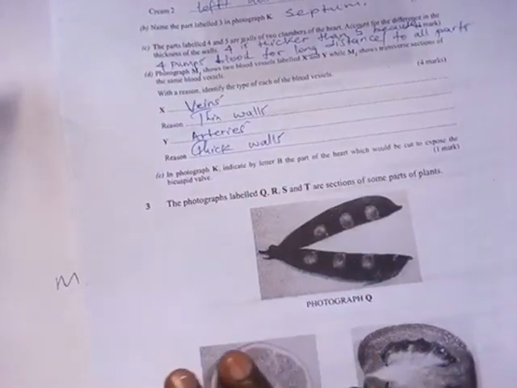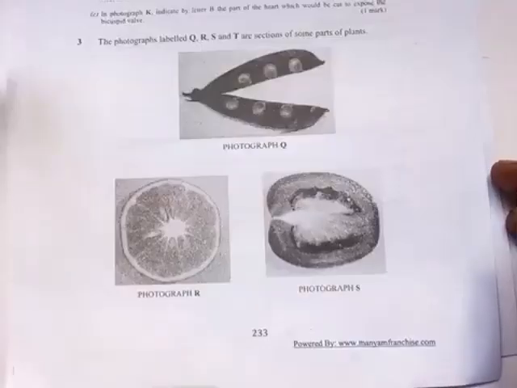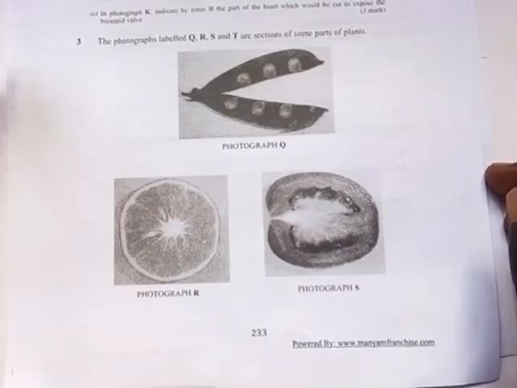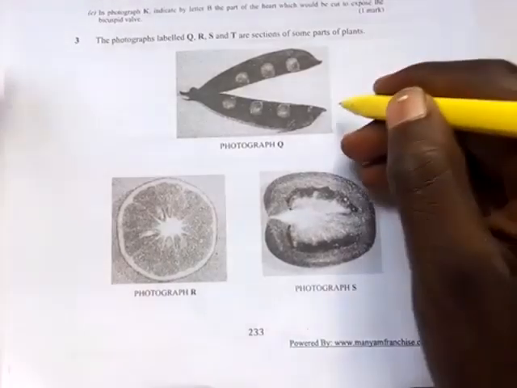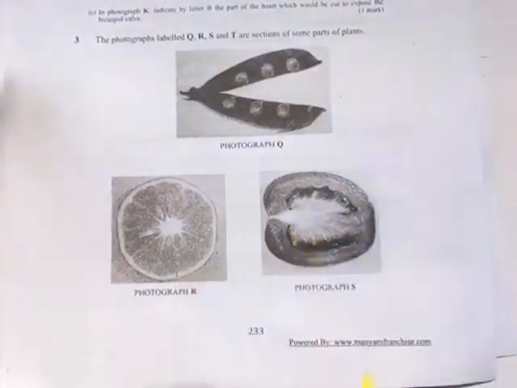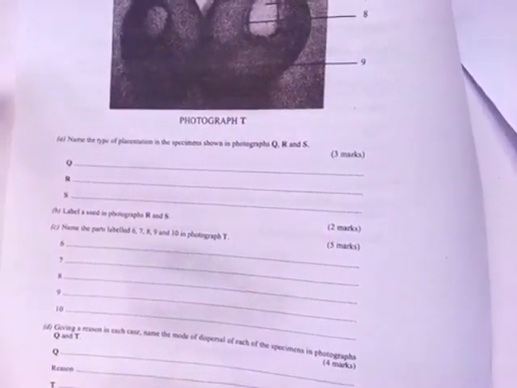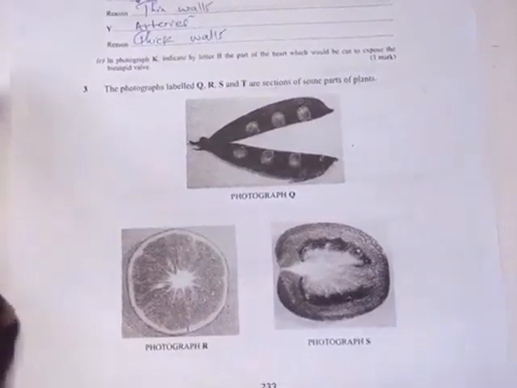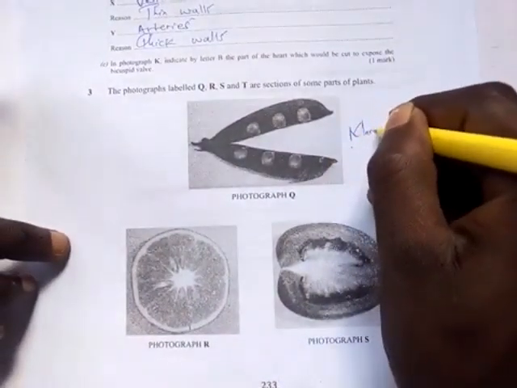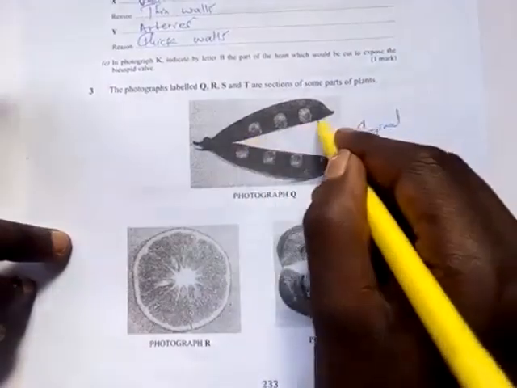Then you go to question 3. The photographs labeled Q, R, S, and T are sections of some plants. This is the bean pod, the orange, and this is the tomato. And then on the next page we have the mango. Now you're being told to name the type of placentation in specimens Q, R, and S. This is Q, R, and S. This has marginal placentation because these seeds are found in the margin.